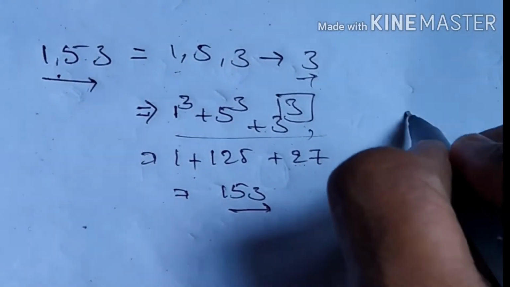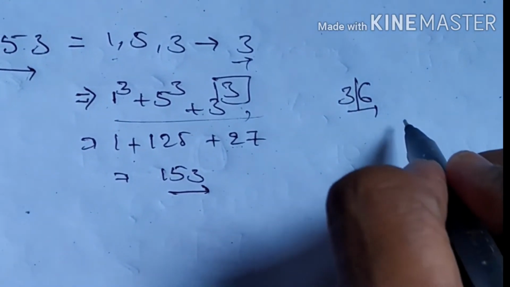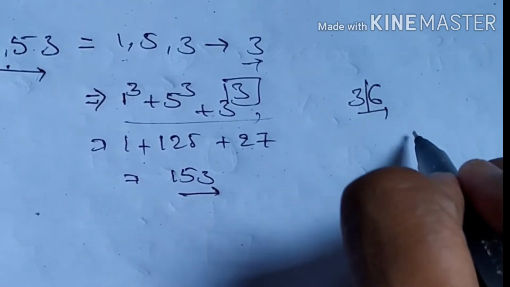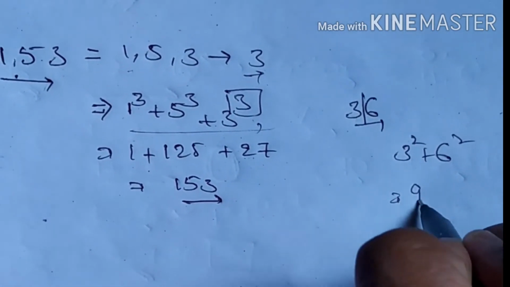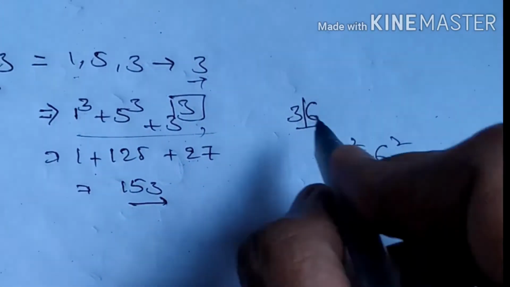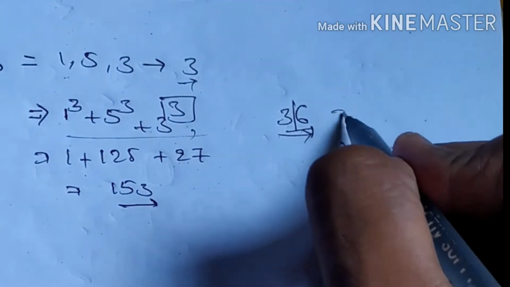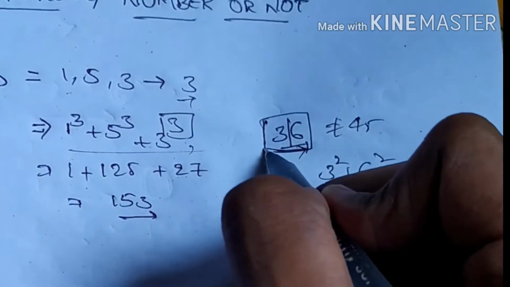If we consider 36, we have 2 numbers and we will take a square of these numbers only, that is 3 square plus 6 square. That means 9 plus 36, which will give you 45. So 36 is not equal to 45. Then 36 is not an Armstrong number.